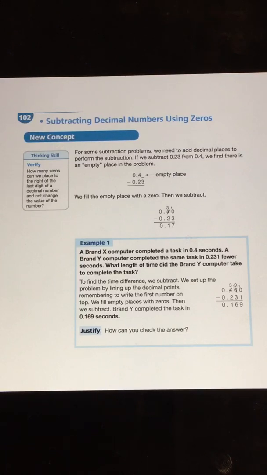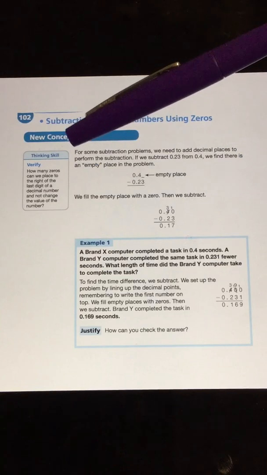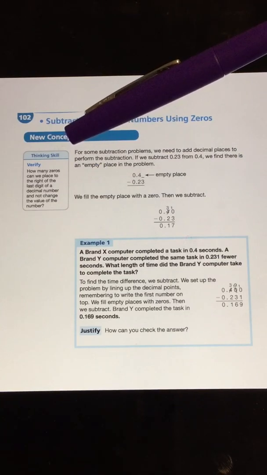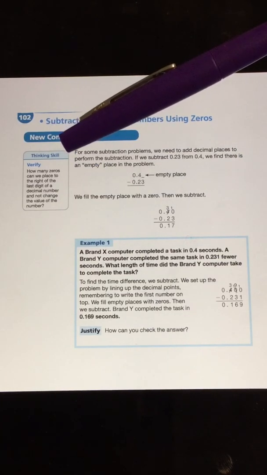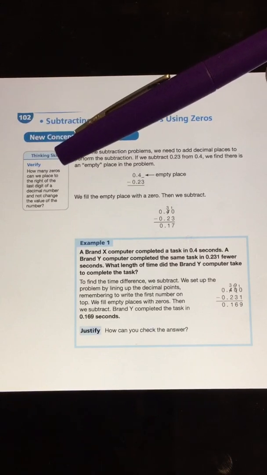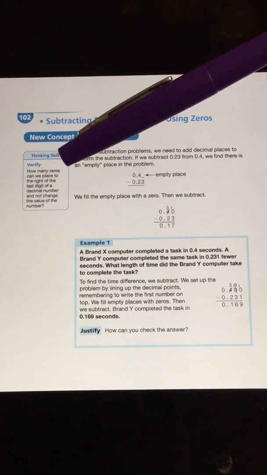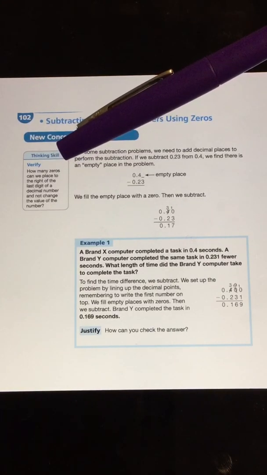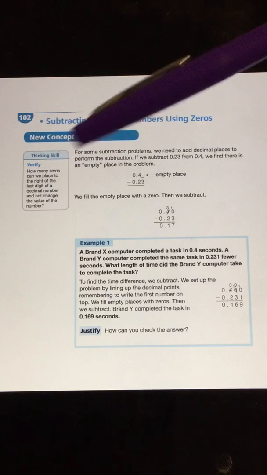All right, so today in our lesson, we are talking about subtracting decimal numbers using zero. As you can see in our question right over here, it says, how many zeros can we place to the right of the last digit of a decimal number and not change the value of the number? Well, as I hope you recall, that is an infinite number of zeros, correct? We would not be changing the value.